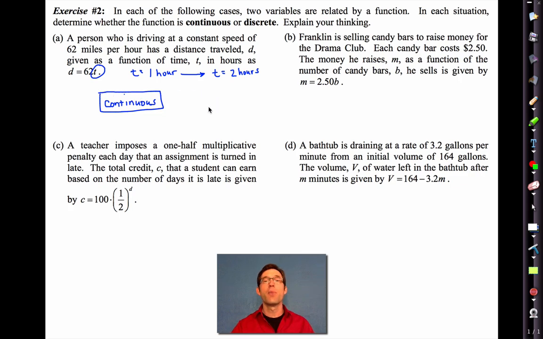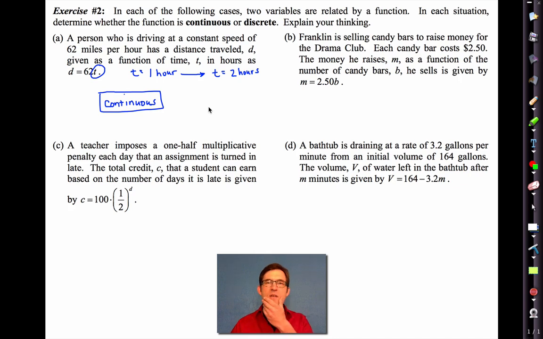All right. Pause the video now, read through each one of the other three, and decide for yourself whether you think it's continuous or whether you think it's discrete. All right, let's go through them.